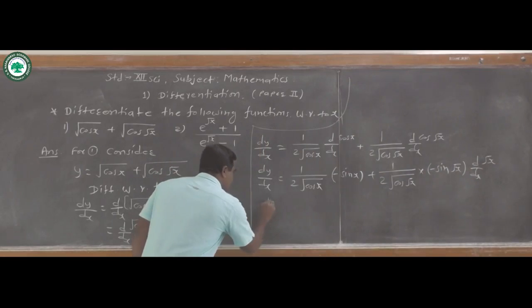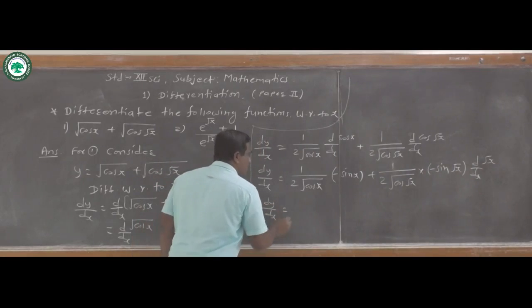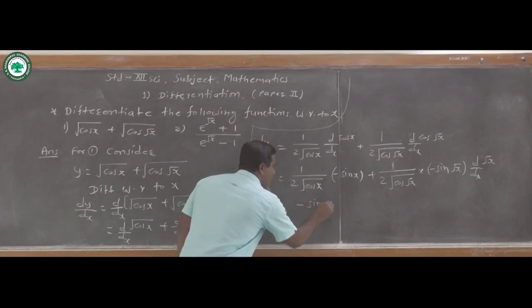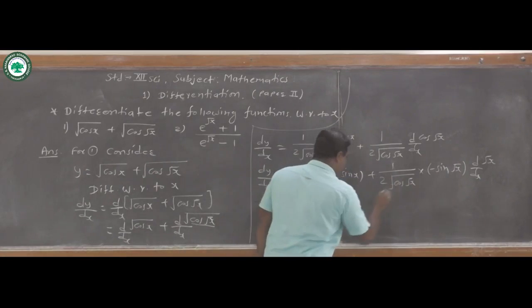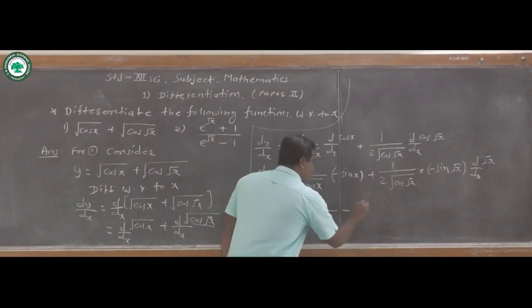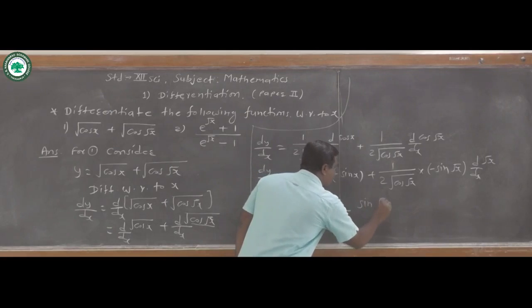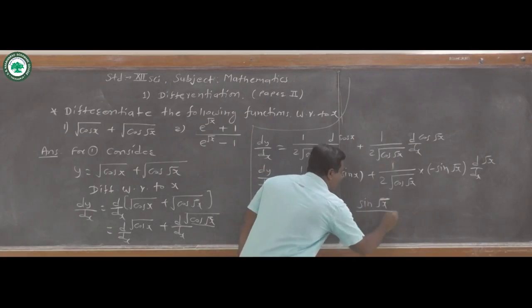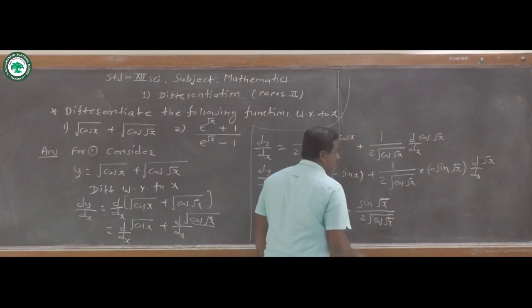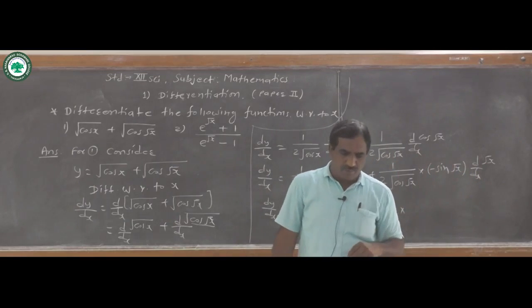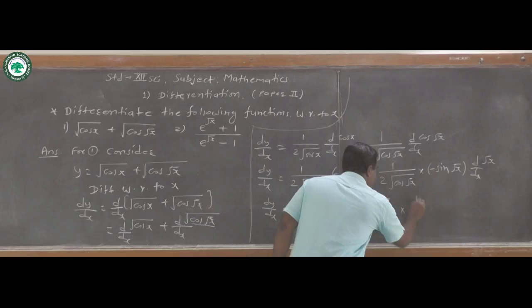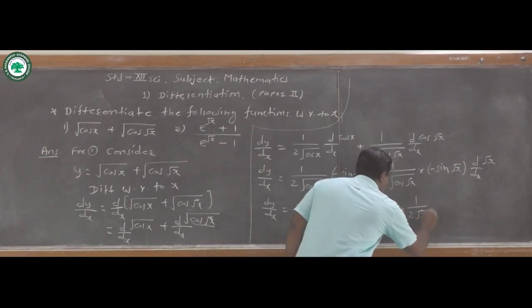Okay, further dy by dx is equal to minus sin x upon 2 into under root cos x as it is. Now here plus into this minus sin of under root x divided by 2 into under root cos of root x into derivative of this root x. This is a simple function. Derivative of under root x is 1 upon 2 into under root x.